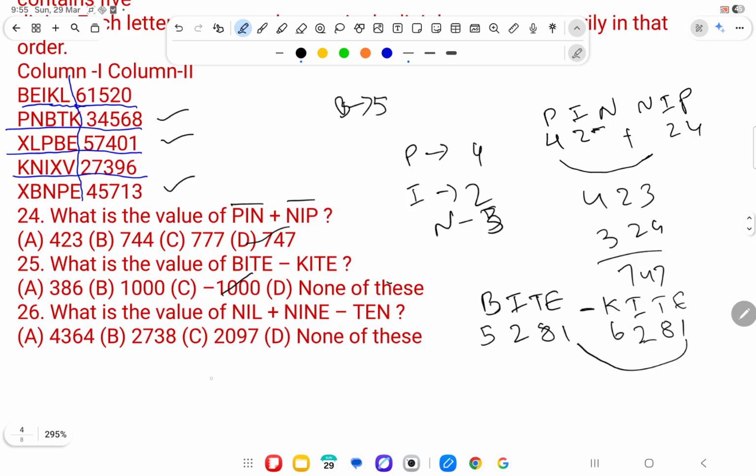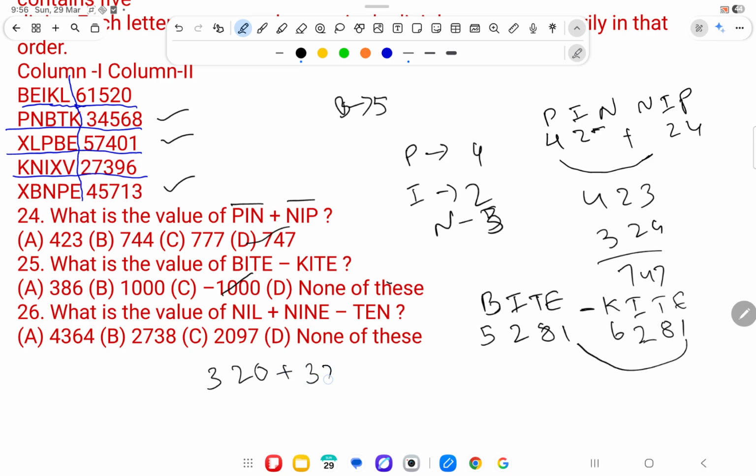N is already coded for 3. I is already coded for 2. L is coded for, we have to take L. L is there in first and third. So first and third, what are common? L, B, E. E we already coded. L we need. So from 1 and 3, 0. So L is 0. Then plus 9.